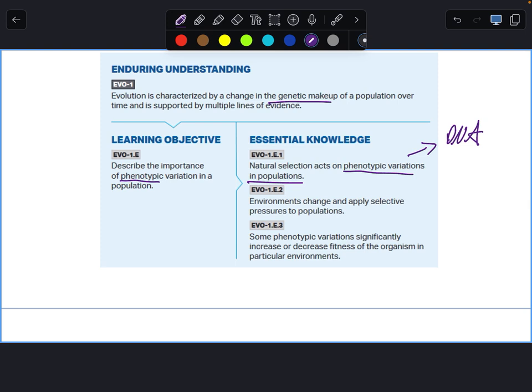If a hawk's looking at a mouse, it's just looking at its fur color and whether it blends in or not. It's not looking at its genes. Environments change and apply selective pressures. Of course, lots of change is happening, especially global change and global warming and temperature changes and all sorts of different things. And so some phenotypic variations significantly increase or decrease fitness, the ability to survive and reproduce.